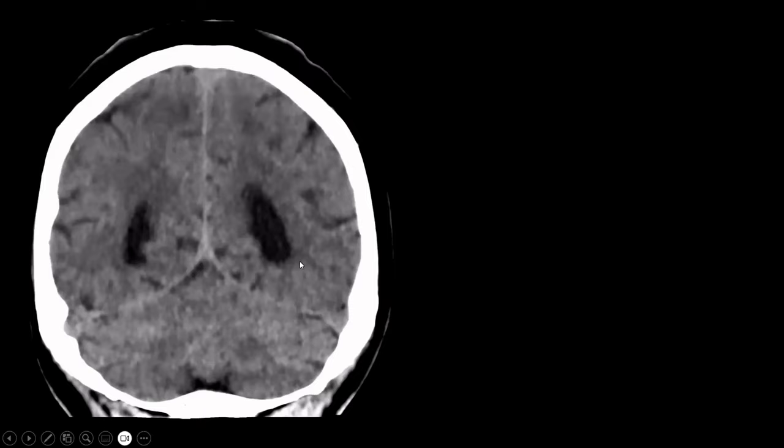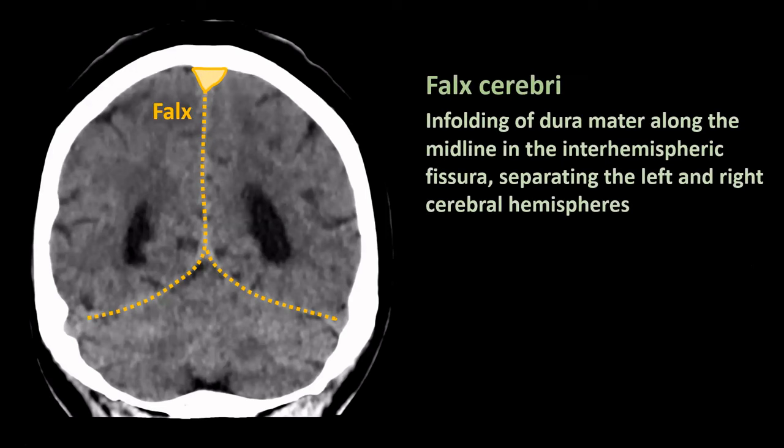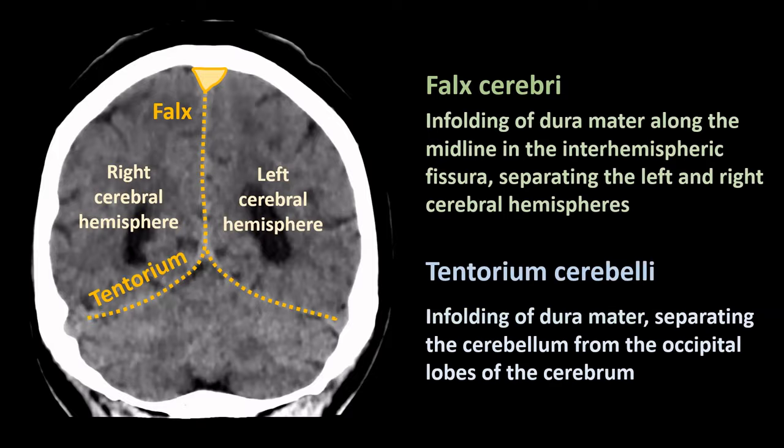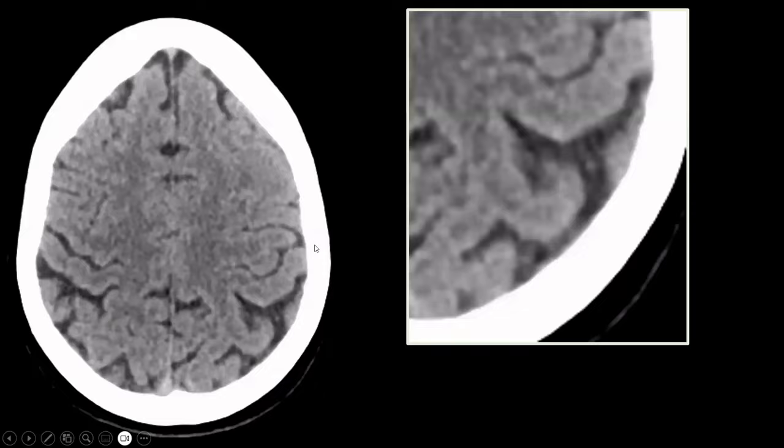On this coronal image, we can see both the falx and tentorium, and we see that these are connected with one another or continuous with one another. The falx cerebri is located in the midline in the interhemispheric fissure and separates the right from the left cerebral hemisphere. Then we have the tentorium cerebelli, which separates the cerebellum from the occipital lobes of the cerebrum.